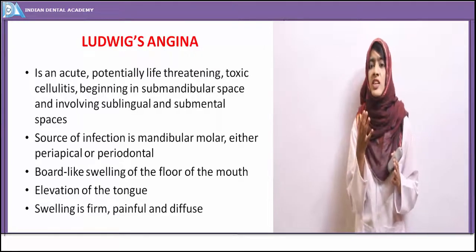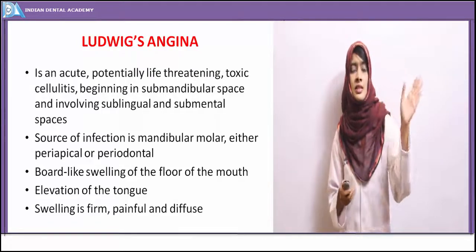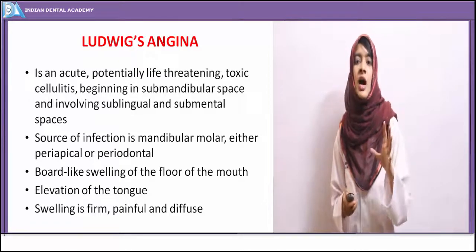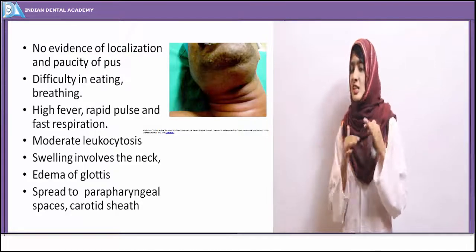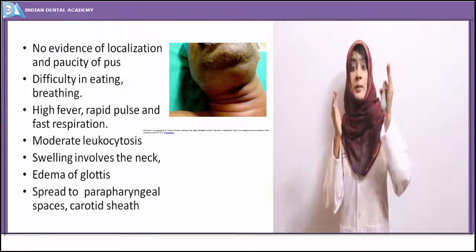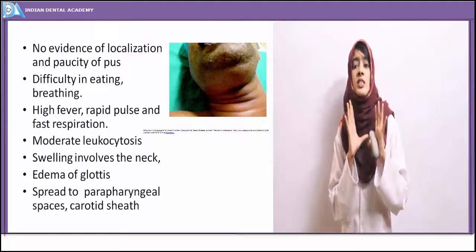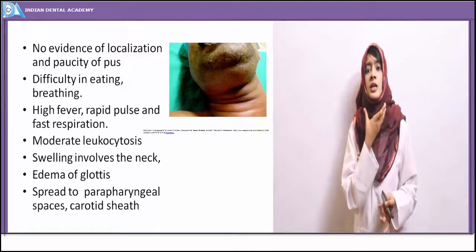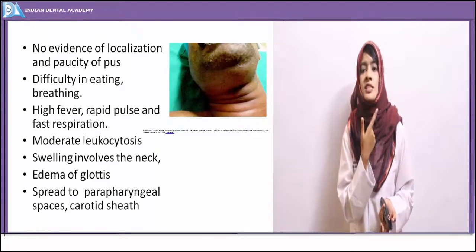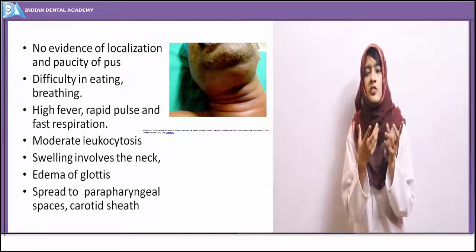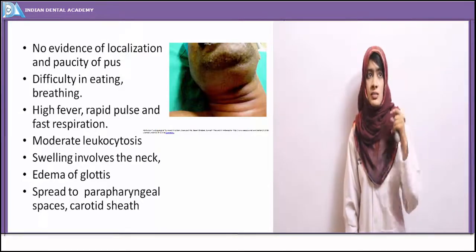Here the swelling is very firm, extremely painful, and diffuse, and the characteristic brawny edema is seen. The inflammation does not give any sign that it may be localized, given its diffuse nature. There is a large swelling present in the lower region of the neck, involving all the spaces: the submandibular, sublingual, and submental, which are situated here in the lower region of the neck. So there is a very huge swelling in the neck region, and the swelling is very diffuse.